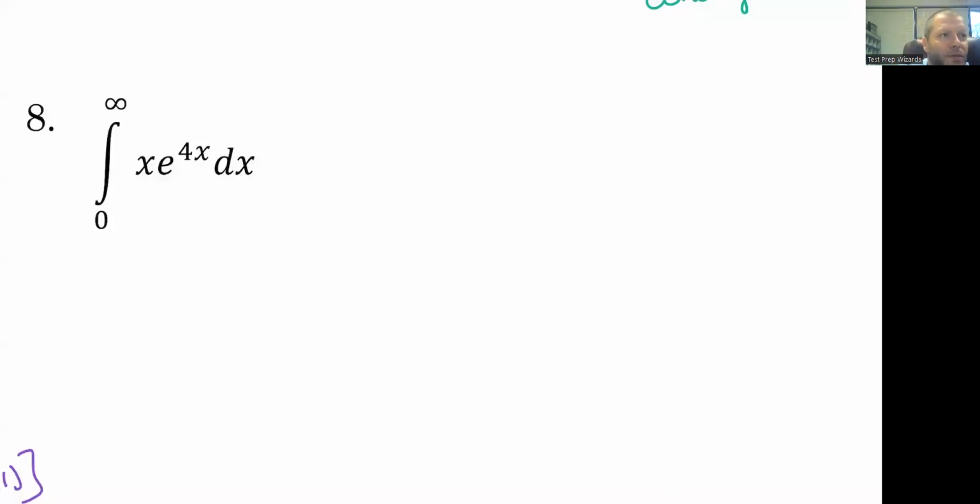All right, question number 8. Ooh, what do we do here? Is it a u-substitution? No, not a u-substitution. We're going to have to use a little bit of integration by parts here.